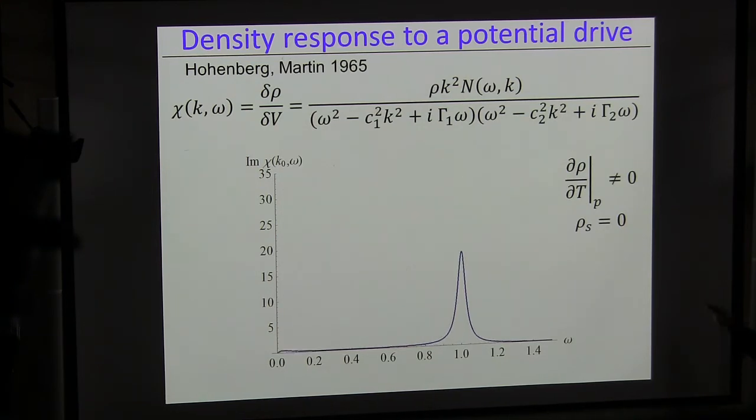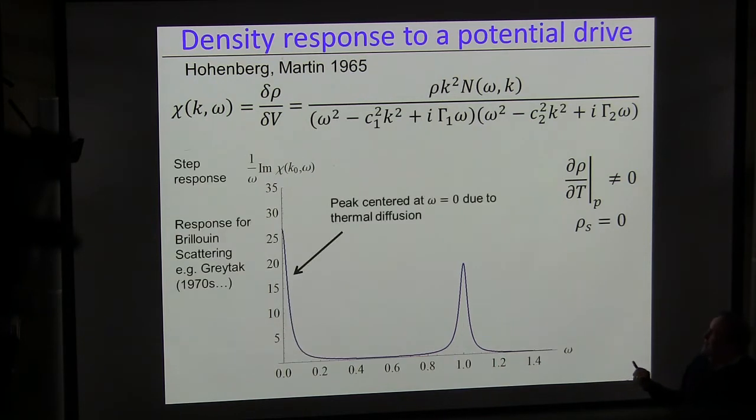But what happens if I switch on here a non-zero delta rho over delta T, like a dependence of density on temperature? There's some wiggle appearing near zero. Let's blow this up by dividing by frequency, which basically means I'm now looking at the step response to a sudden switch on of my potential. And you see this interesting Lorentzian here, a peak centered at zero frequency.